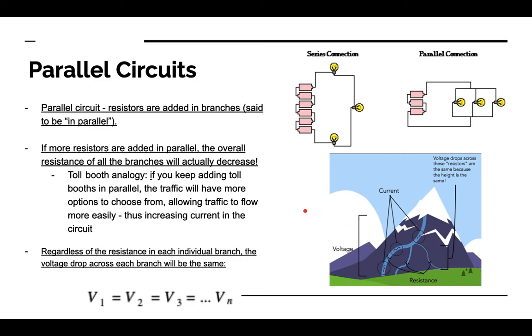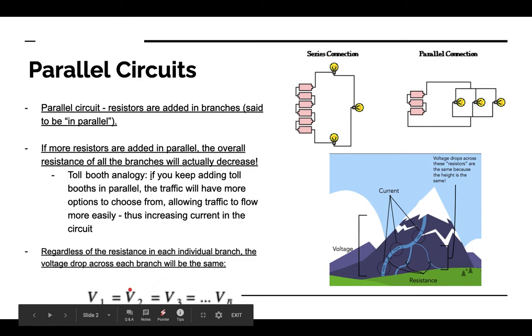So the two big things to come away from this slide right here are that resistors added in parallel will actually increase the current and decrease the overall resistance, and that the voltage drop across each branch of a parallel circuit is the same. Okay?